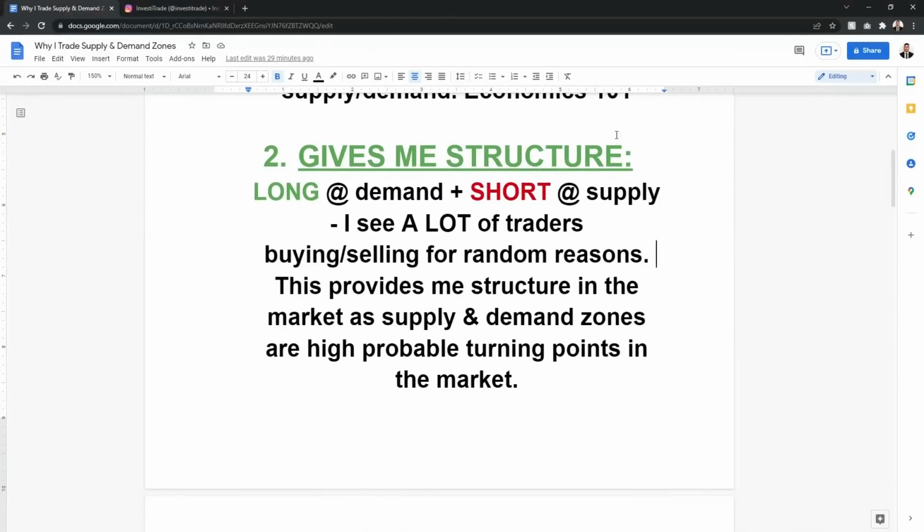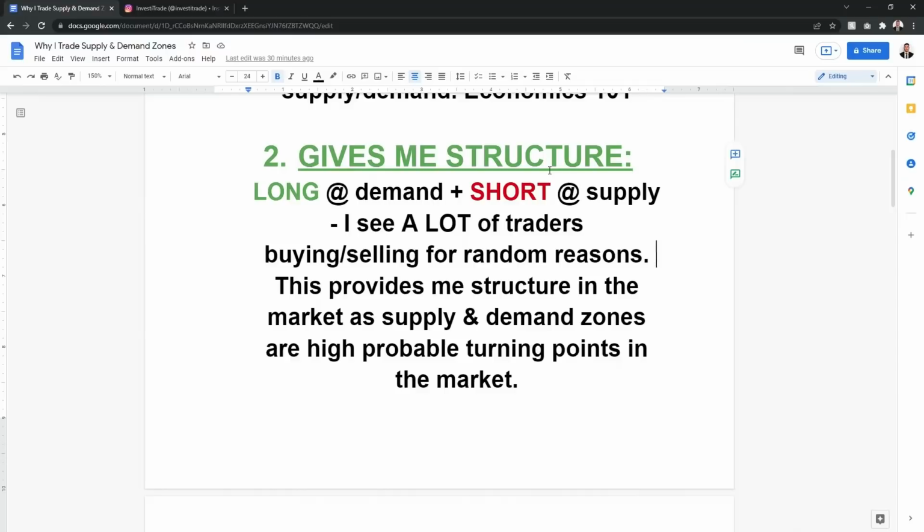So it gives me structure. If you're watching this and say, what is structure? The market's very unstructured, but we have to make it to a point that when we see something that fits our edge, that we know works for us, that's our structure, and we take trades based off of that.